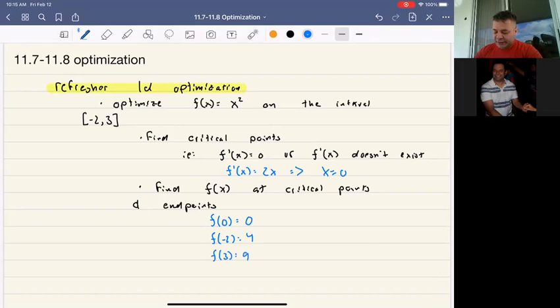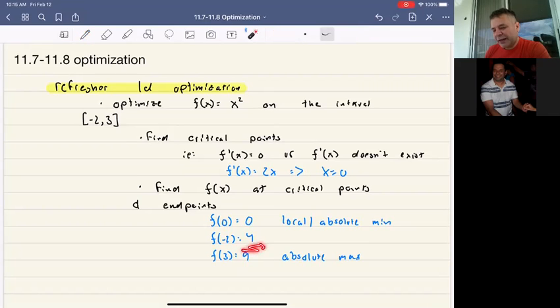So we have a local and absolute min here. Okay, and then we have an absolute max here. Okay, and then this one, you could say that's a local max. Let's not get there though.